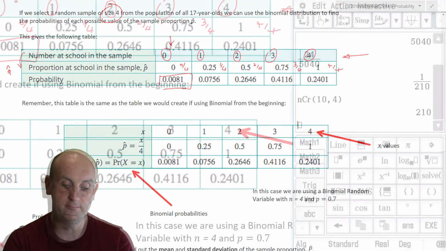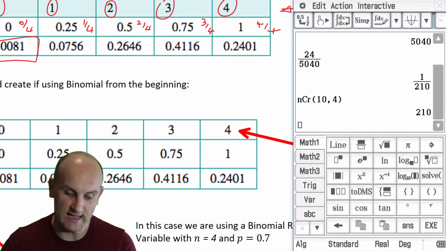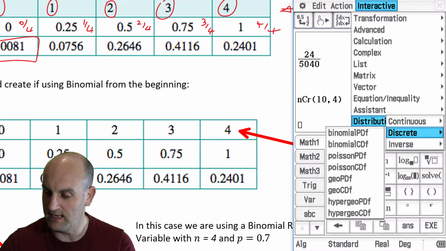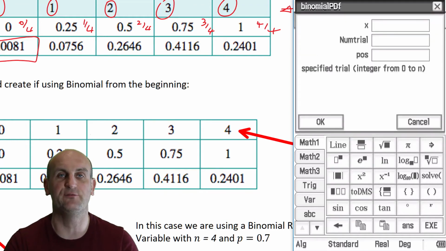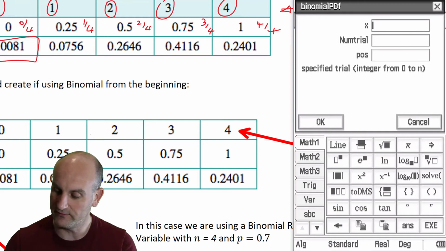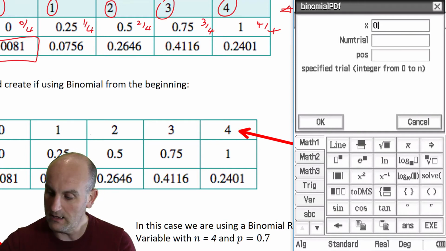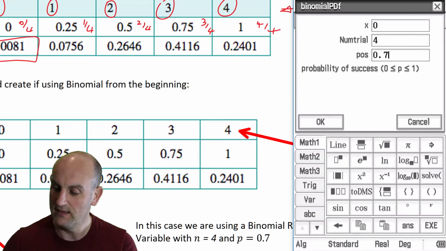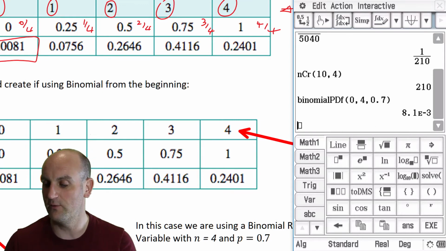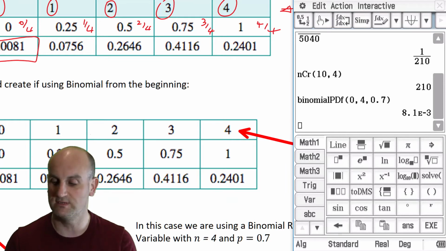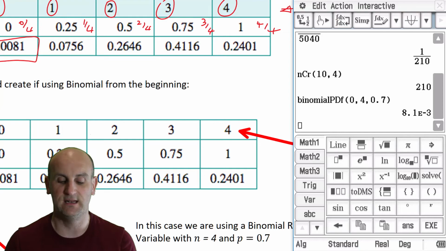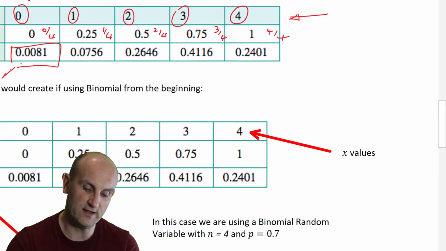0.0081 come from? Loading up my calculator and using binomial, we go to interactive, distribution, discrete, and binomial PDF, not CDF. We don't want a range of values, we just want the one value. Now it says X. What's your value of X? I want 0. Number of trials is 4 because that's what I'm taking out. The probability of success is 0.7. Hit enter twice and out comes a really, really revolting 8.1 e minus 3. But the good news is that's just standard index form for this value here.